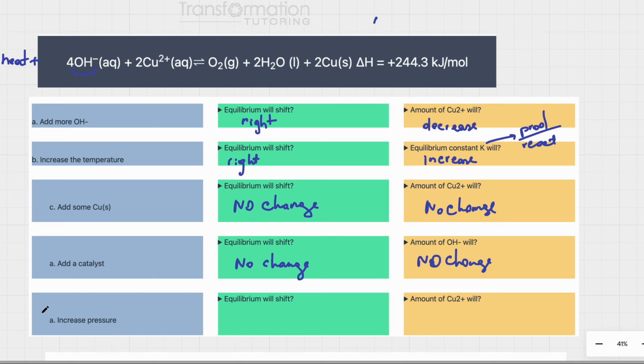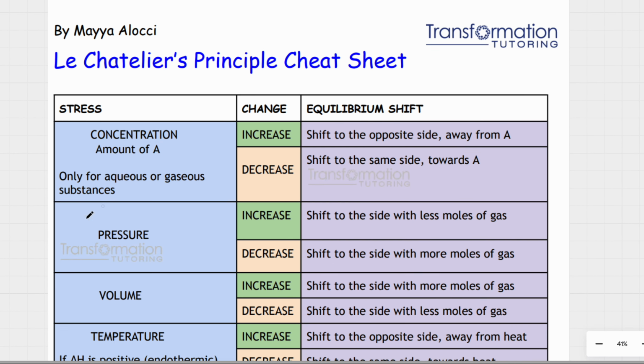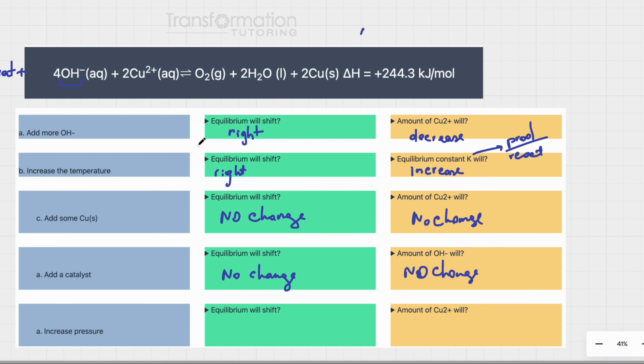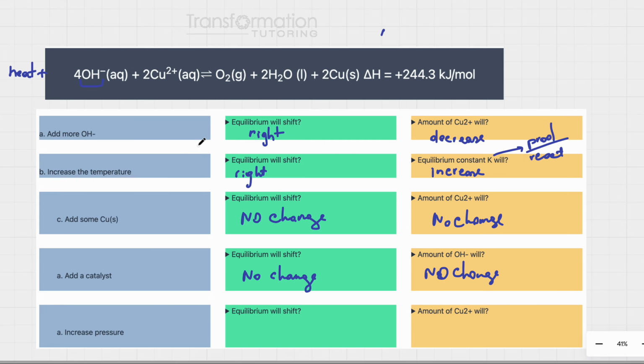Finally, it says increase pressure. What happens if we increase pressure? Let's go ahead and look at it. If we increase pressure, we shift to the side with less moles of gas. That's because increasing pressure means you will have too much gas. So you need to shift to the side that has less gas. You need to relieve this pressure.